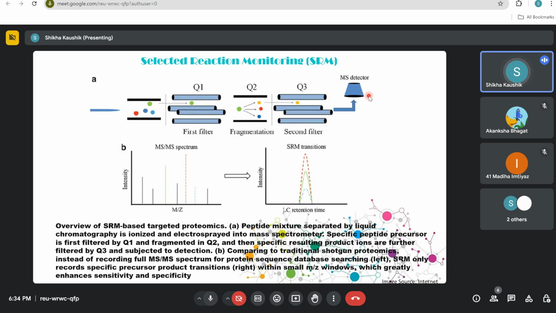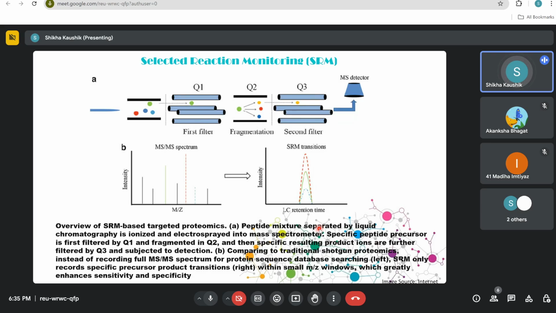So comparing to traditional shotgun proteomic, instead of recording full mass spectrum from the protein sequence database searching, SRM only records specific precursor product transition within small mass to charge window. So if you could see, ये complete spectra है, इसमें सारे proteins की study करी है. But when you do SRM, only one precursor you have studied in detail. So this will enhance your sensitivity to a next level, and it is very specific to a particular protein. So you are getting specificity, you are also getting sensitivity.